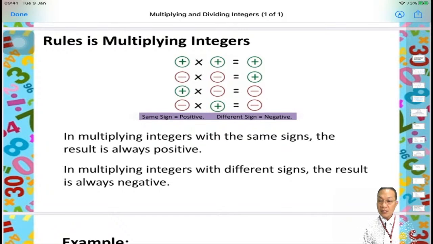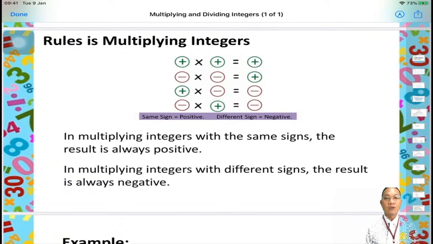So the rules in multiplying integers are, we have here the signs. Positive times positive is equal to positive. Negative times negative is positive. Positive times negative is negative. Negative times positive is negative.